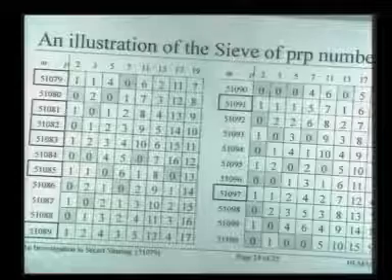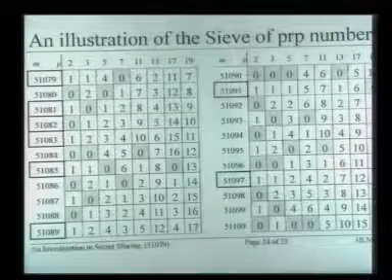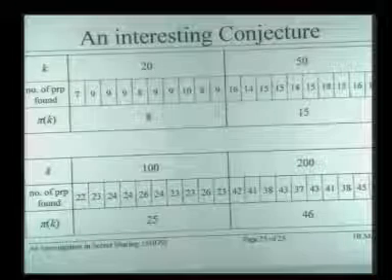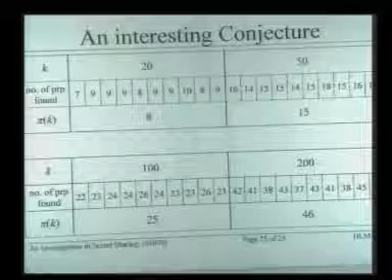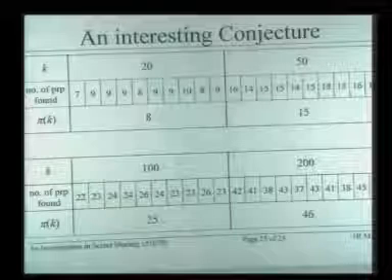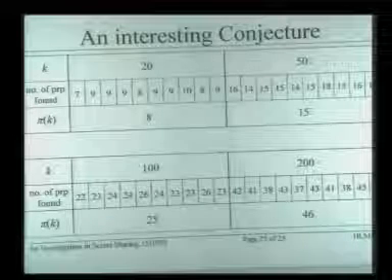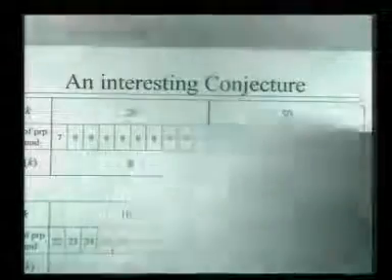We use this table to get the previous result. After doing some tests on shifts for PRP numbers, we guessed that the number of PRPs found within S to S plus k is approximately pi k. This is the end of our presentation. Thank you.